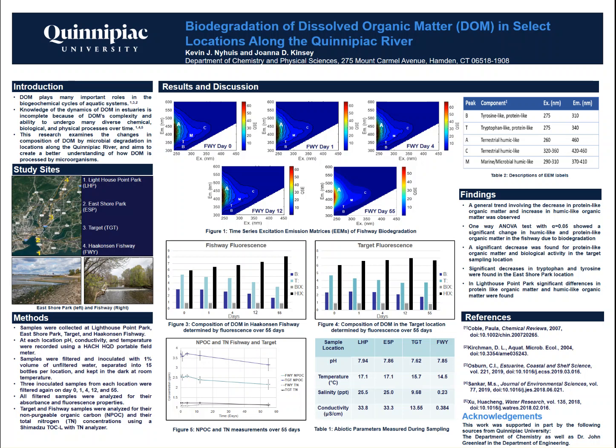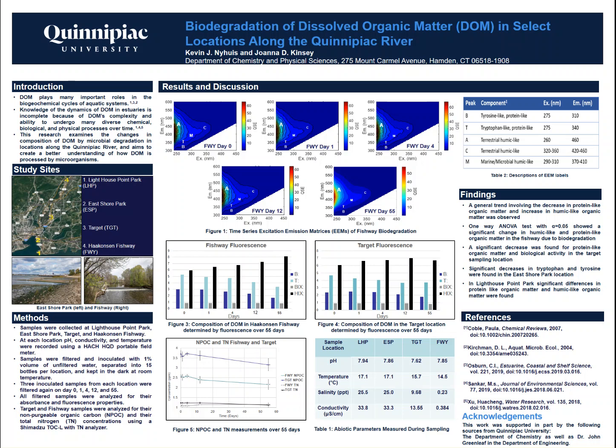So in this research, we took water samples from the river at 4 different locations. The locations were Lighthouse Point Park and East Shore Park in New Haven, Target in North Haven, and the Hackinson Fishway in Wallingford. The samples were filtered by vacuum filtration and then inoculated with 1% by volume of the original unfiltered samples. The inoculated samples were then filtered again and analyzed for absorbance and fluorescence at select time points over 55 days. The target and fishway samples were additionally analyzed for their non-purgeable organic carbon, or NPOC, and total nitrogen concentrations.